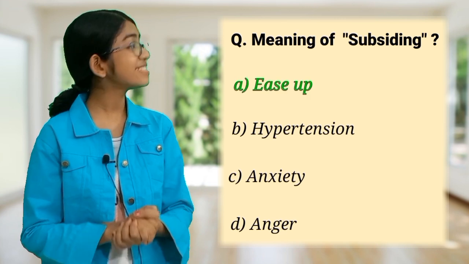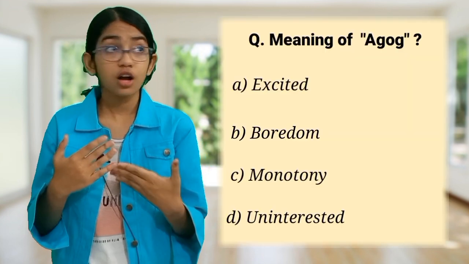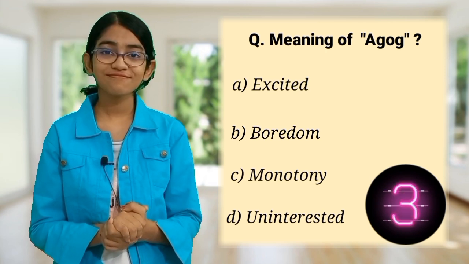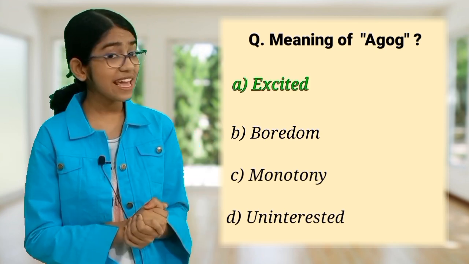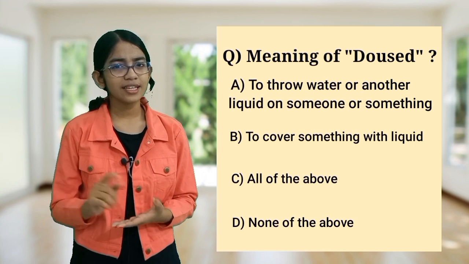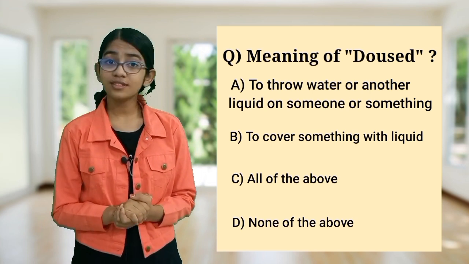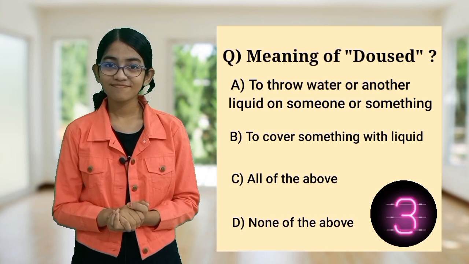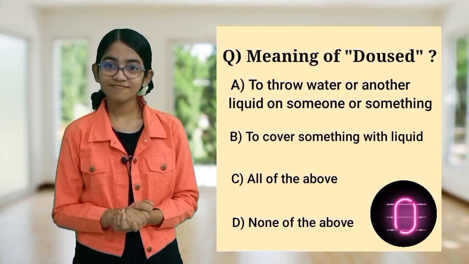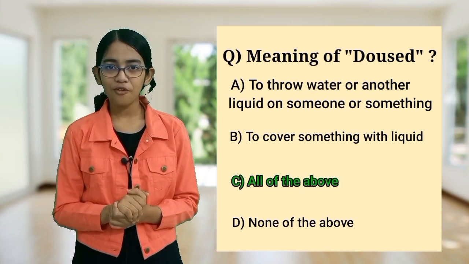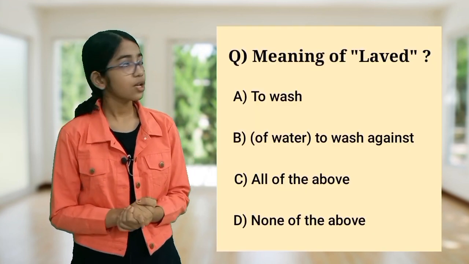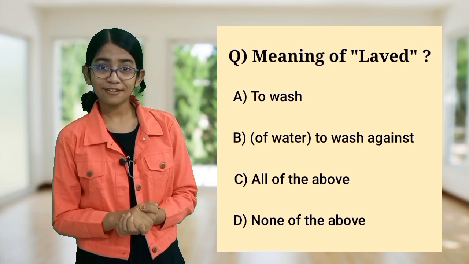The correct answer is A. Ease up. Now, your fourth and the last question is, what is the meaning of the word agog? The correct answer is A. Excited. Your first question is, what is the meaning of the word toast? The correct answer is C. All of the above. Now, your second question is, what is the meaning of the word laved?